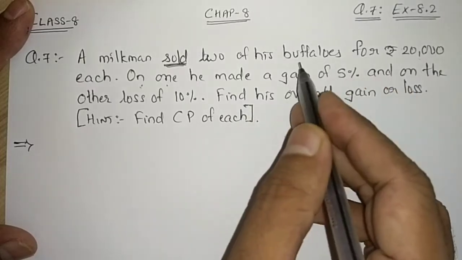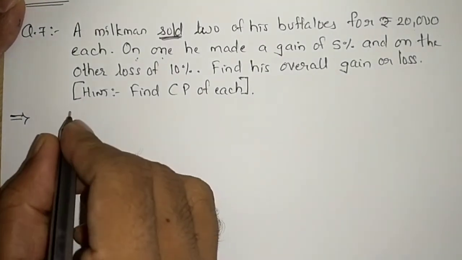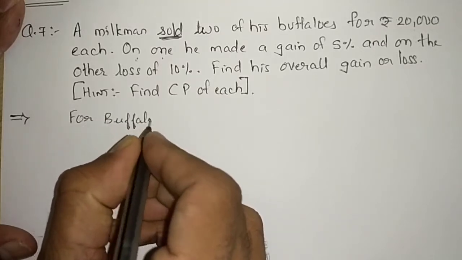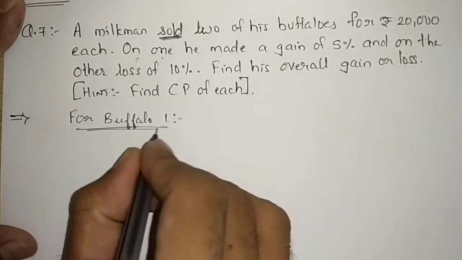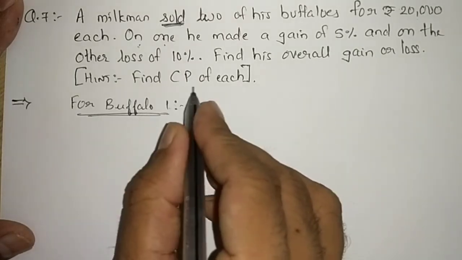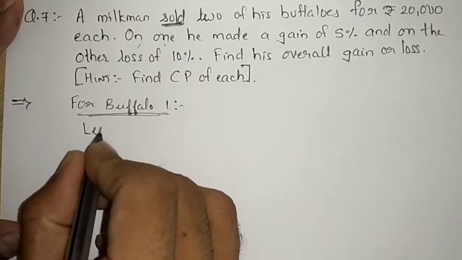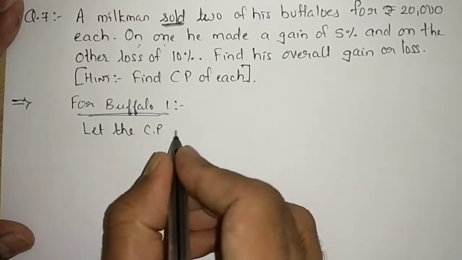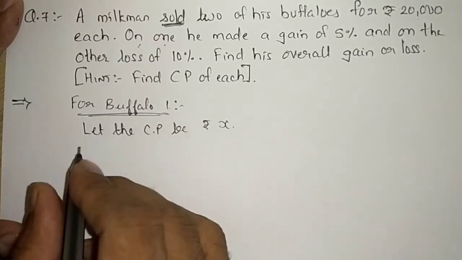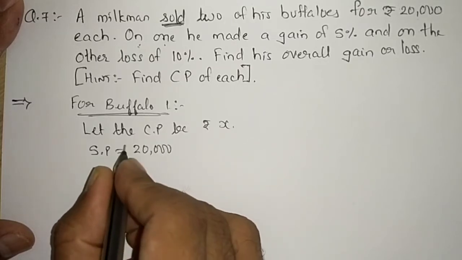Here since they have given us 2 buffaloes, we will solve for each buffalo one by one. So we will write like this: for buffalo 1. For buffalo 1, what have they given us? Selling price. But do we have the cost price? So we will let the cost price be X. Let the cost price be rupees X. What else have they given us? Selling price is equal to rupees 20,000.